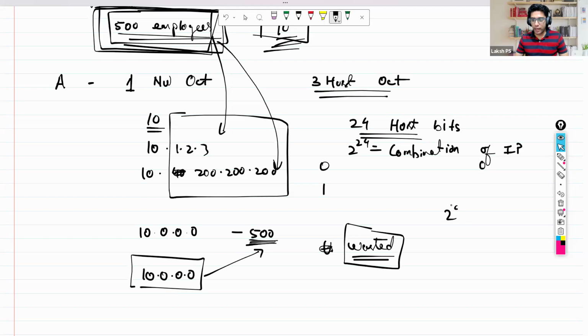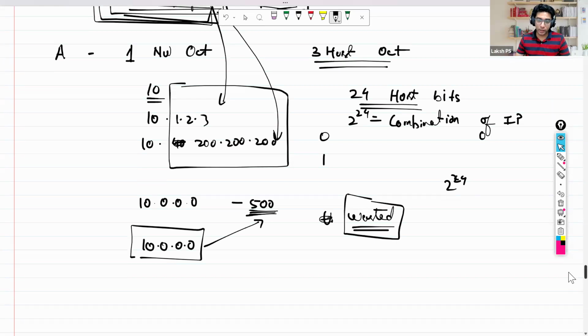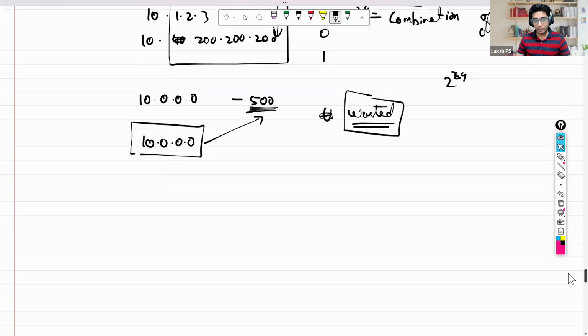Obviously, 2 power 24 is around crores. Where is a crore and where is 500? So crores of other IP addresses are basically wasted. You could give those IP addresses to other users who may be able to communicate on the internet, but you cannot, because they have been assigned to the customer. For this reason, we thought, why not just give the IP address space that he wants.